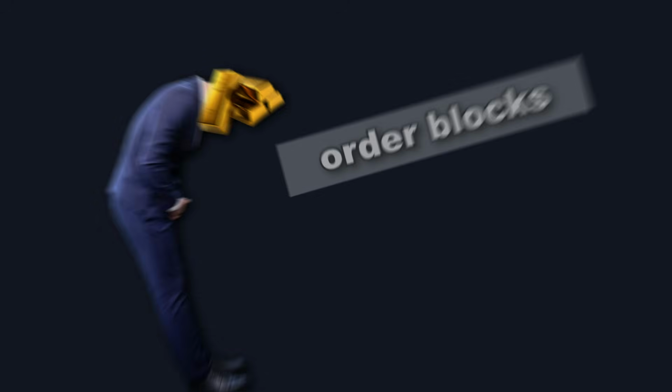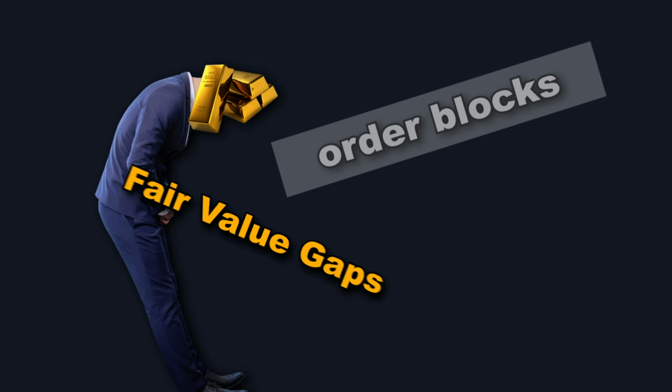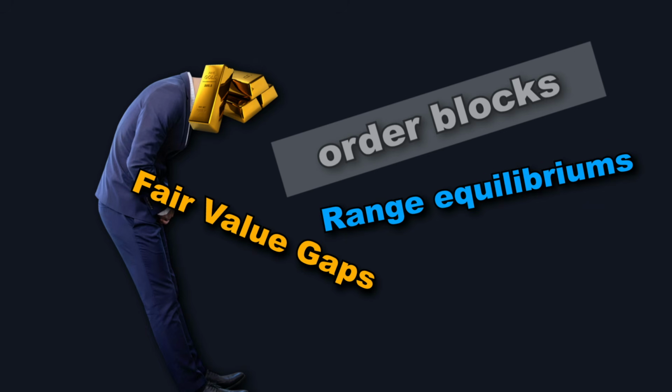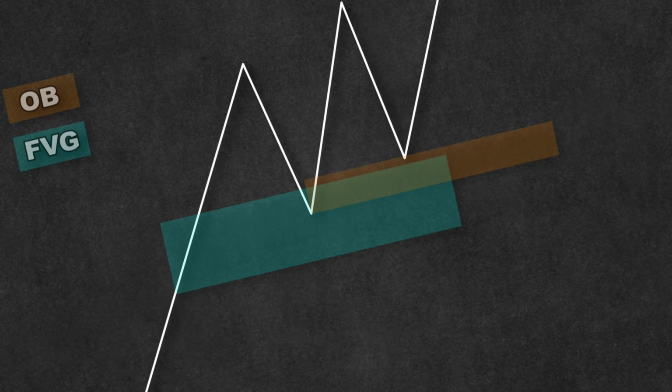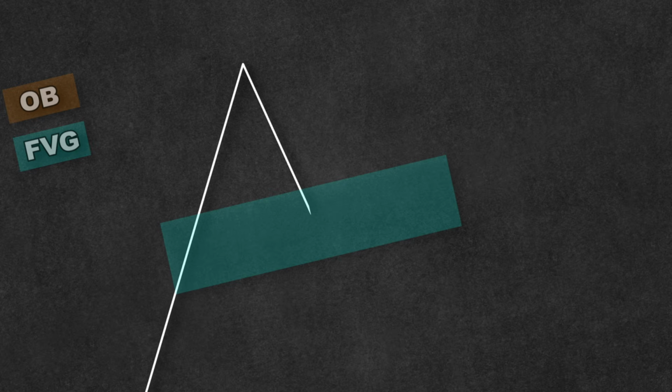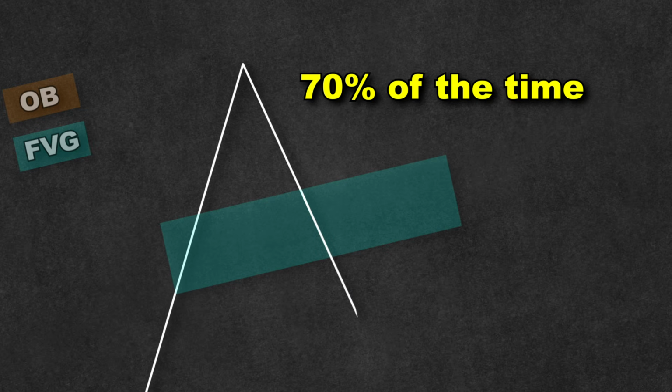Point 1. Gold respects order blocks more than any other level. More than fair value gaps, more than range equilibriums. If you have to pick a level to enter on, the order block is first on the list. Fair value gaps only work when they overlap with an order block. On their own, on gold, they get ignored 70% of the time.